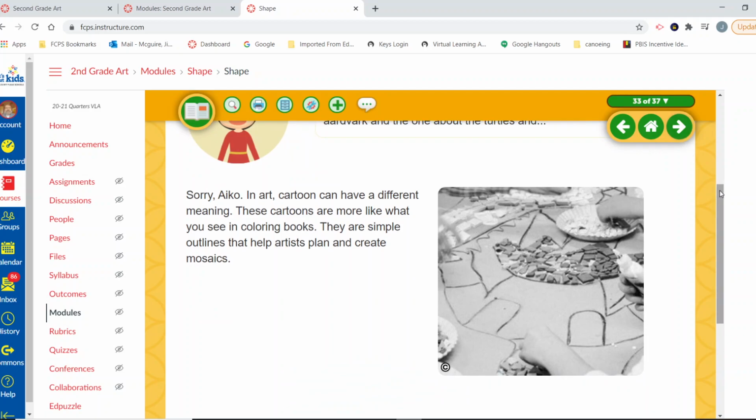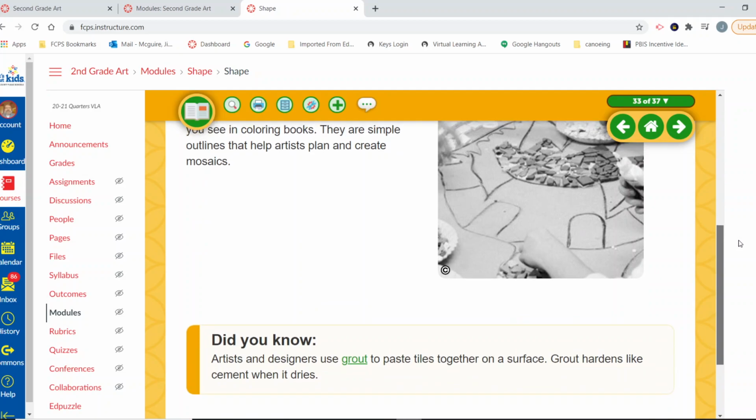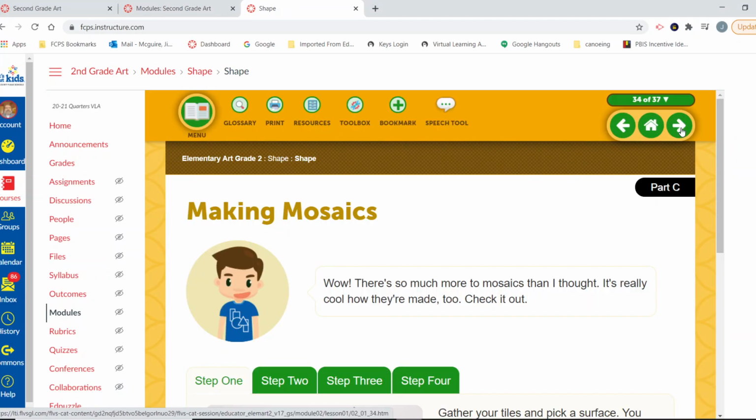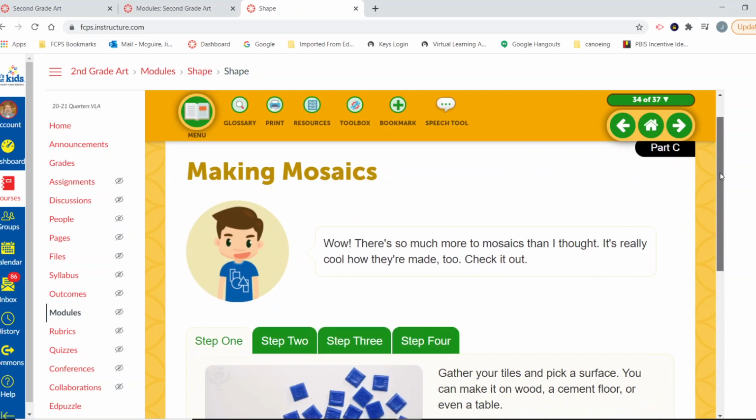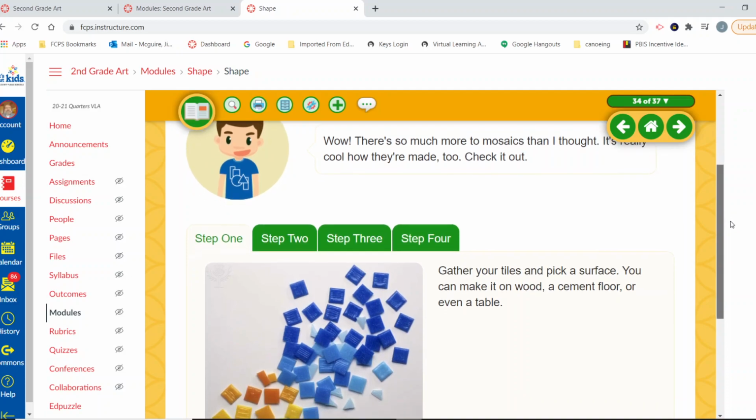So when artists create a cartoon drawing, what they're really talking about is that outline drawing, and we've talked about them as contour line drawings, where you're drawing the outside of an object. And that's the first way you'll start when we talk about making our mosaics for our Make Day. So we're going to take a look.